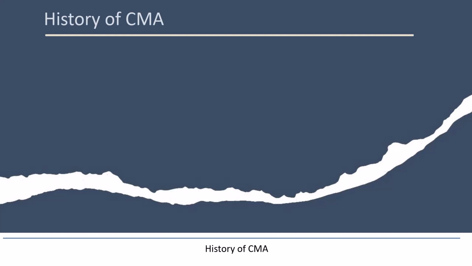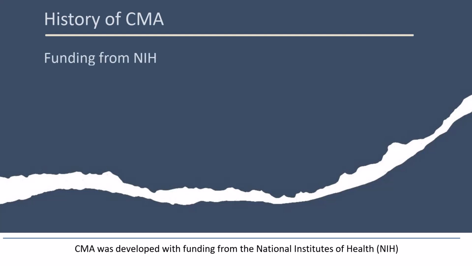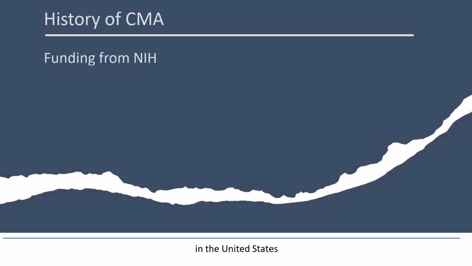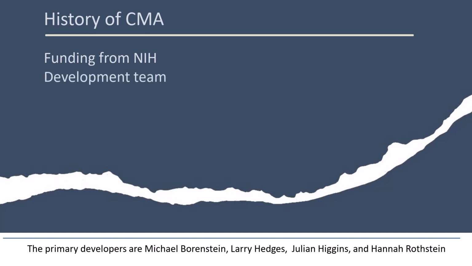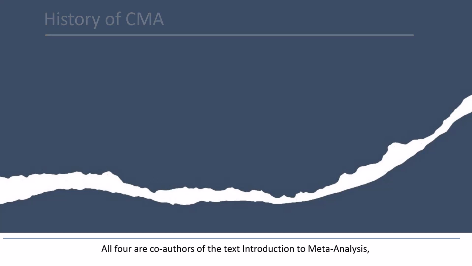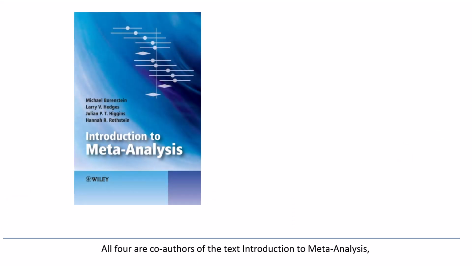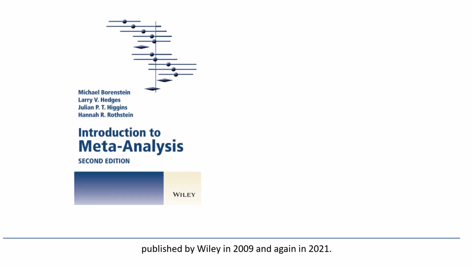History of CMA. CMA was developed with funding from the National Institutes of Health, the NIH, in the United States. The primary developers are Michael Borenstein, Larry Hedges, Julian Higgins, and Hannah Rothstein. All four are co-authors of the text, Introduction to Meta-Analysis, published by Wiley in 2009 and again in 2021.